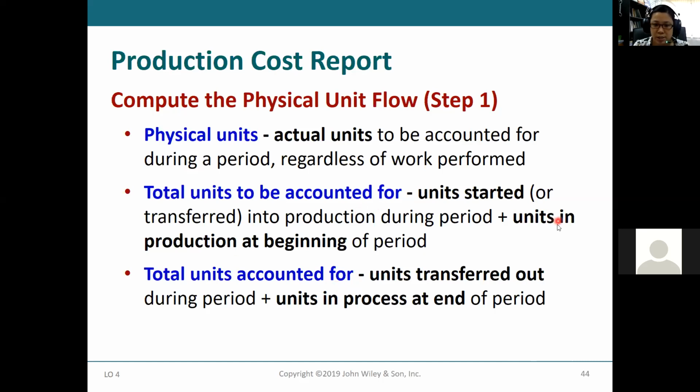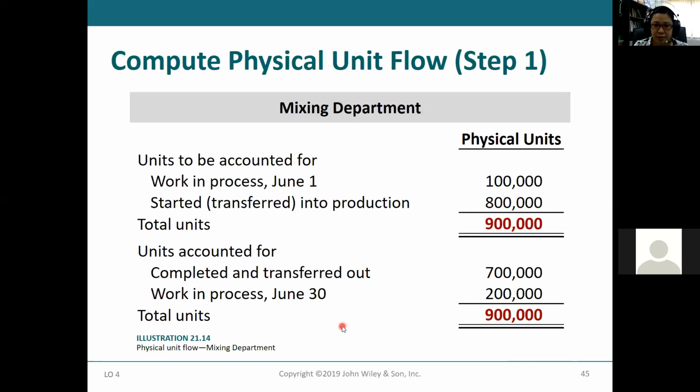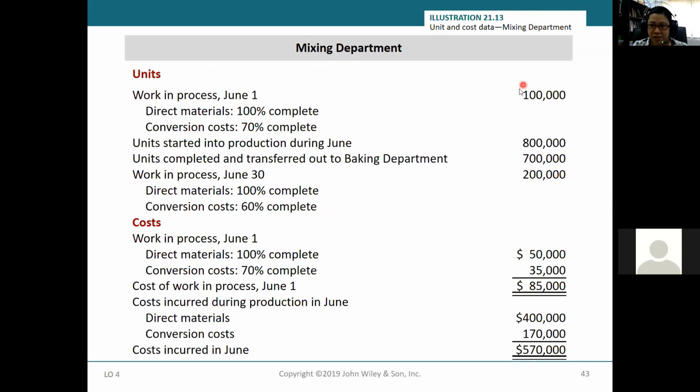So how do we calculate the total units to be accounted for? We take the units in production at the beginning plus the number of units started into production, and that will give you total units to be accounted for. Now, to calculate the total units accounted for, we take units completed and transferred out, and add units in process at the end. This is how we calculate the physical units. Work in process at the beginning, did you see here? 100,000.